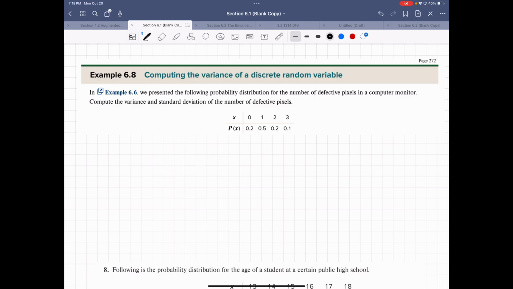6.6, we presented the following probability distribution for the number of defective pixels. We're back to our pixels here in a computer monitor. Compute the variance and standard deviation of the number of defective pixels. Well, is this the same chart that we had in the previous example? Because if it is, I'm going to use that mean. Yep, it sure is. So what did we get for the mean on the pixels before?